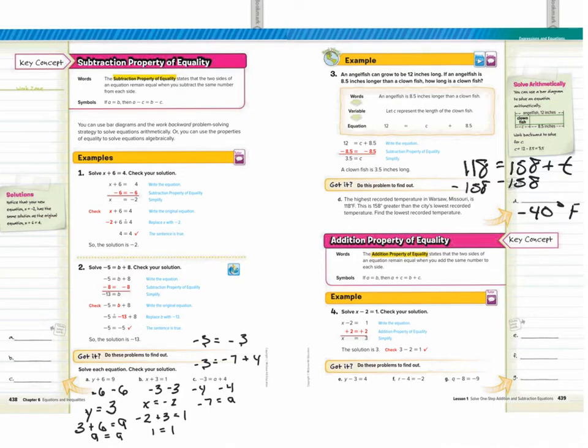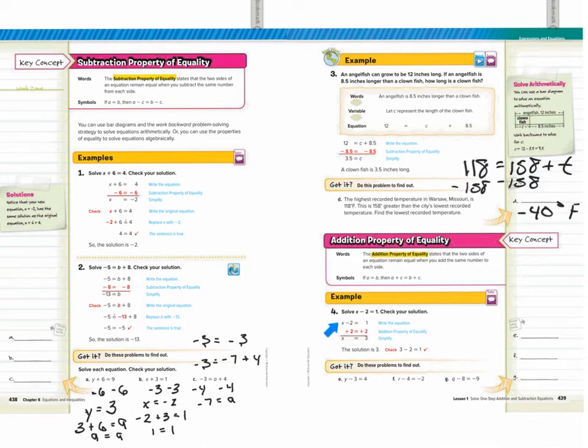All right. Now we switch to this addition property of equality, which states that the two sides of an equation remain equal when you add the same number to each side. So algebraically, what that means is that we are going to use the inverse operation. When we have a subtraction in our equation, we are going to use addition in order to isolate that variable.